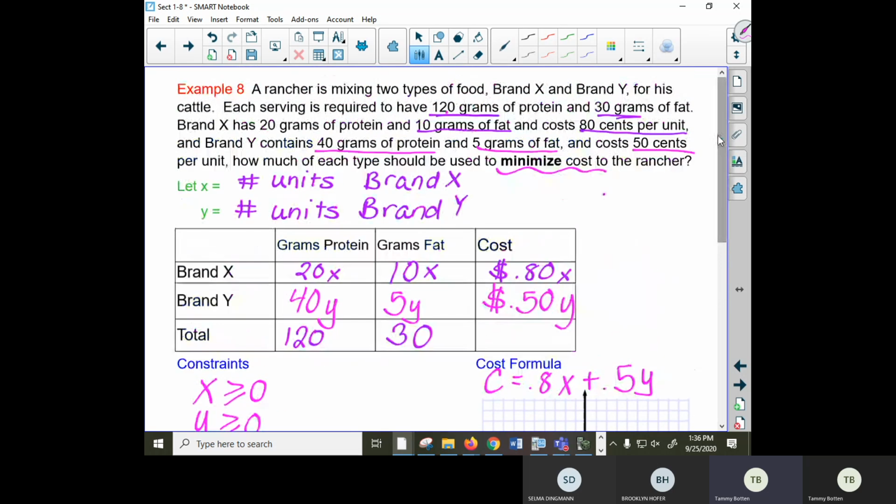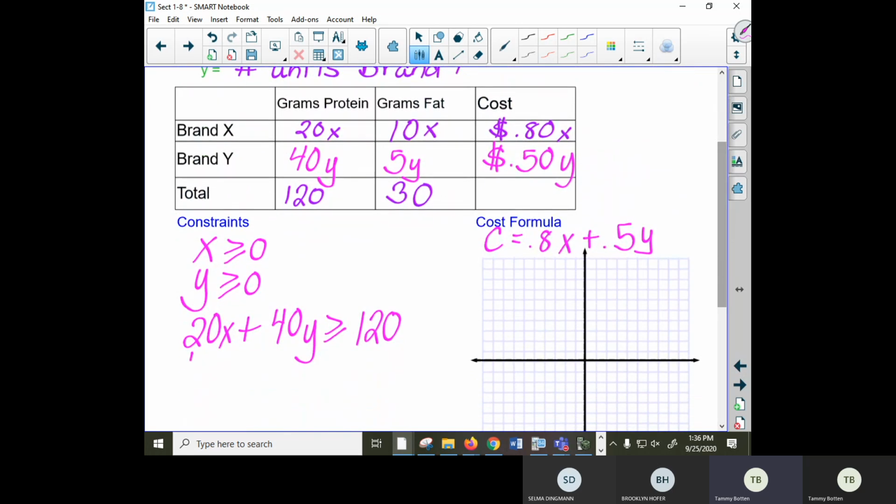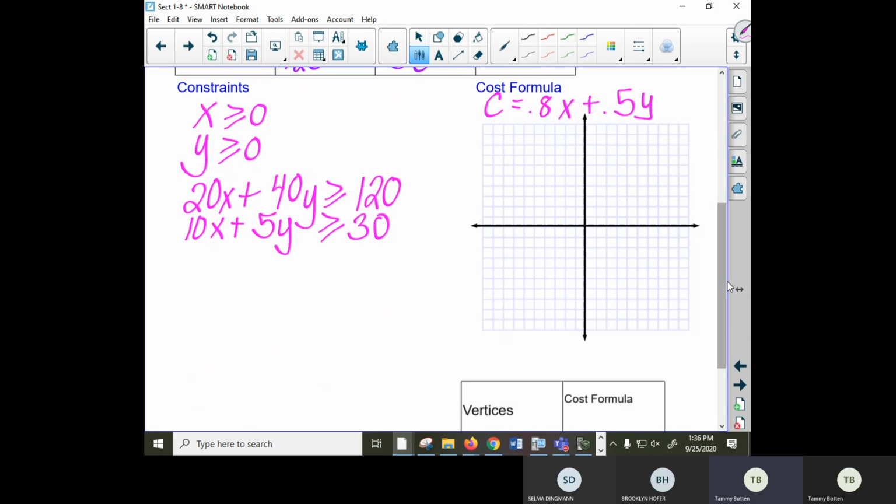And then for the fat, they tell us it has to be 30 grams. It could be more than that, but it can't be less. So it'd be 10x plus 5y has to be greater than or equal to 30. And we're going to graph this and find our vertices. So the x is greater than or equal to 0 and the y is greater than or equal to 0, those are just these two lines, ensuring that we're going to get shaded in the first quadrant because these are word problems.